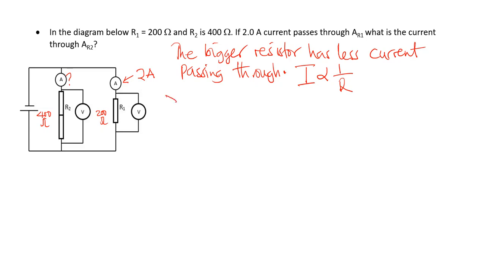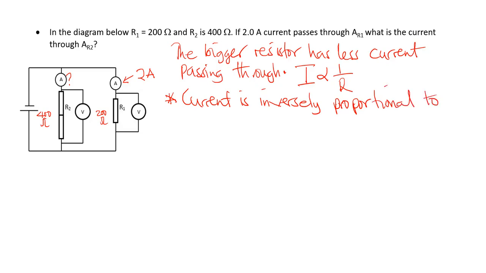So I'll just put up this. Current is inversely proportional to resistance. So what we are saying is, in terms of the current, the smaller resistor is going to have more current, and the bigger resistor is going to have less current.